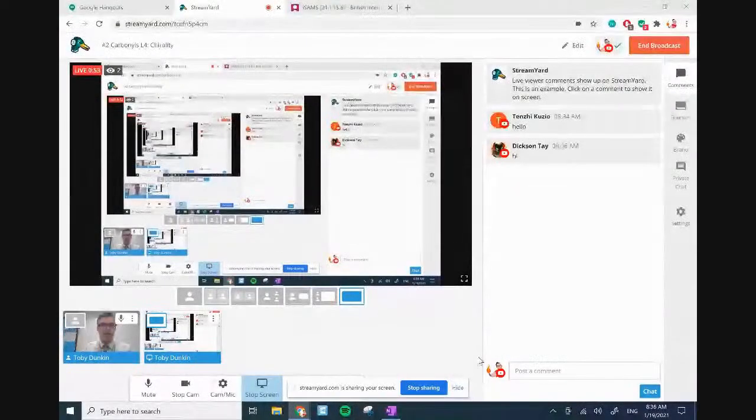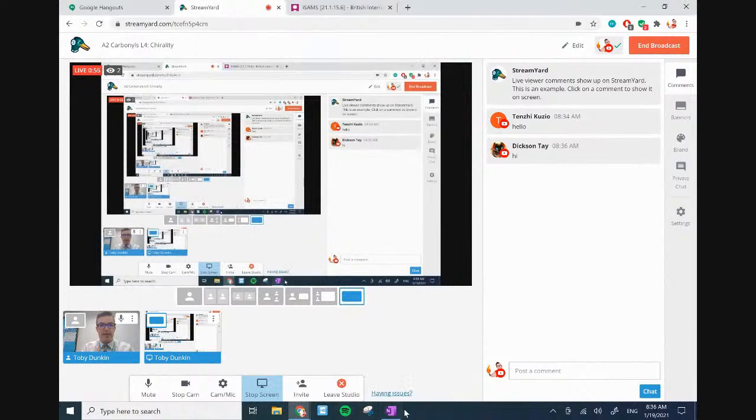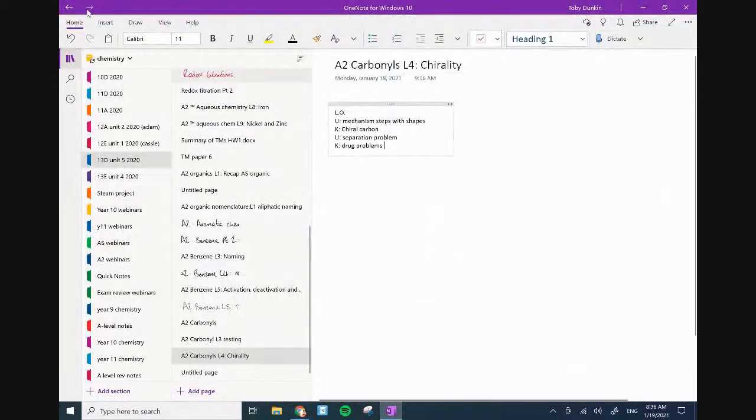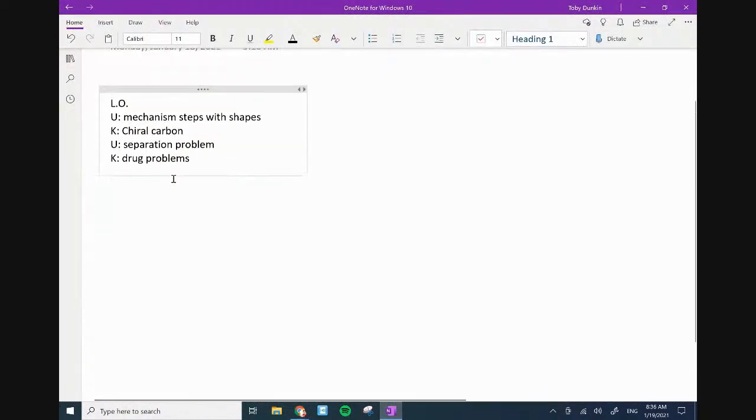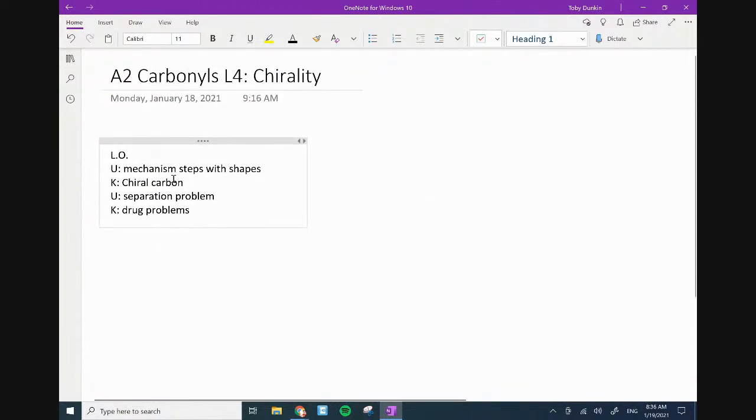Cool. So I'm going to switch over to sharing my screen, and we can work on chirality, which will be nice. Okay. So learning objectives for today. Here are my learning objectives. I may not get all the way through this. It might end up that I do one extra lesson. It's very possible indeed. But there are 4 learning objectives I'm attempting today.